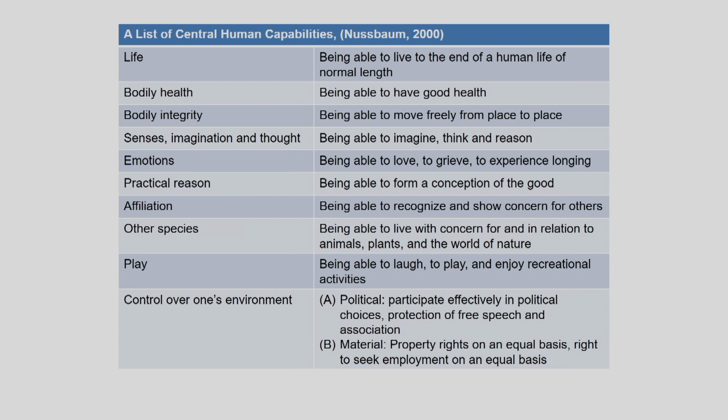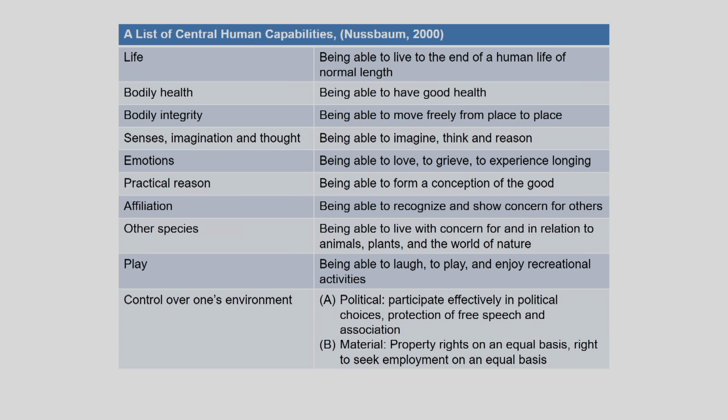Third is bodily integrity, which means that one should be able to move freely from one place to the other, to be secure against violent assault, including sexual assault and domestic violence, having opportunities for sexual satisfaction and for choice in matters of reproduction. Fourth is senses, imagination and thought. That is, one should be able to use the senses to imagine, think and reason, be able to use imagination and thought, be able to use one's mind in ways protected by guarantees of freedom of expression and so on.